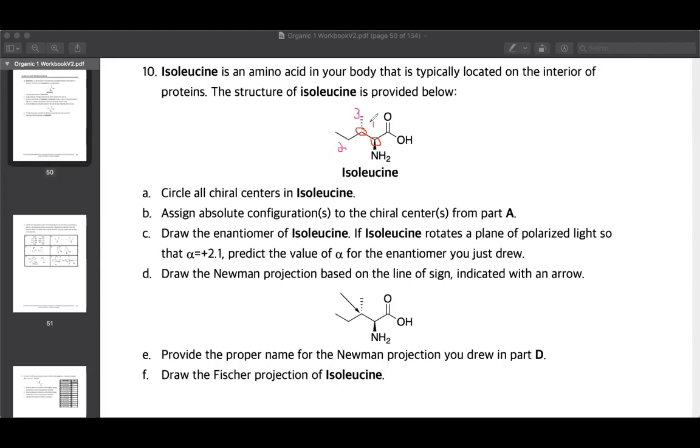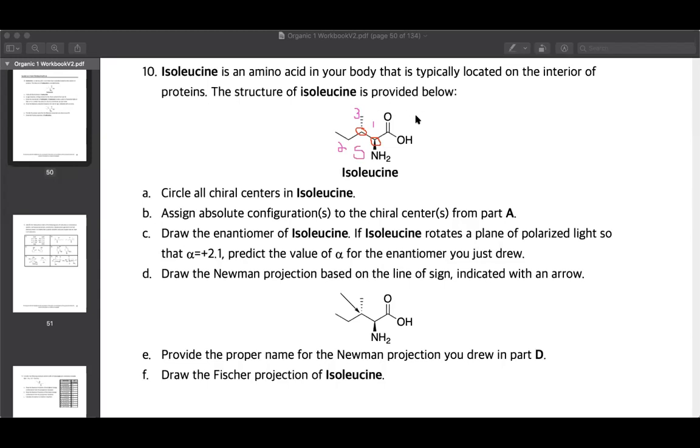But is that 4th priority group oriented away? No, it's not. So remember that you can either visualize it as if you were behind the screen, or you can just remember to flip that letter. So if it was R, it's really S. Okay, so it would be S for that one.